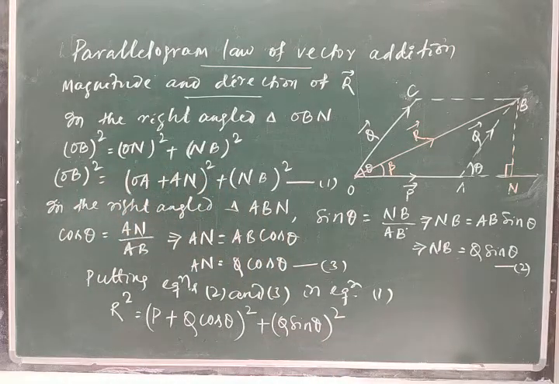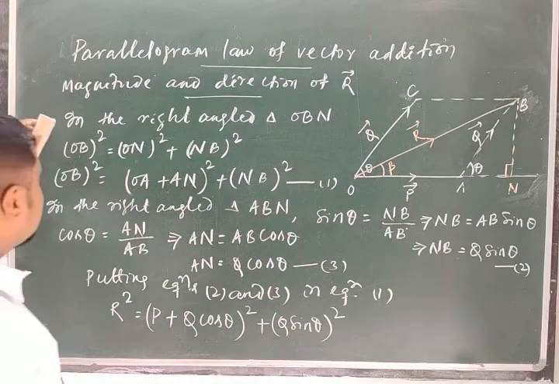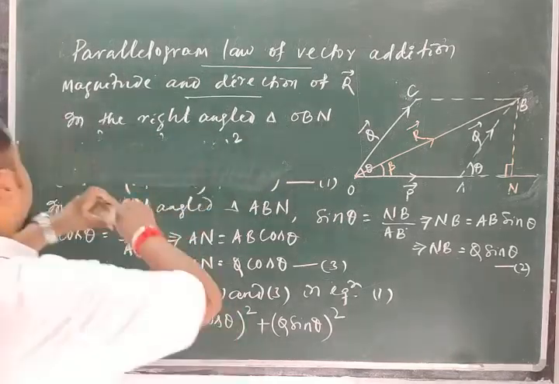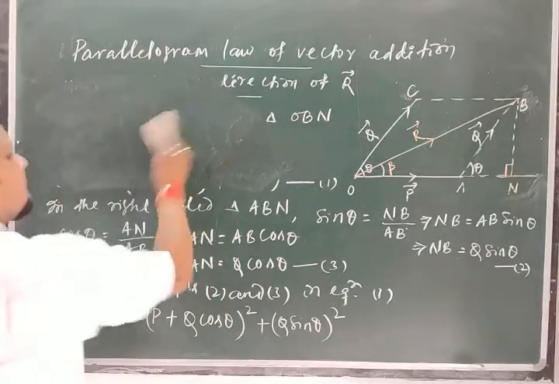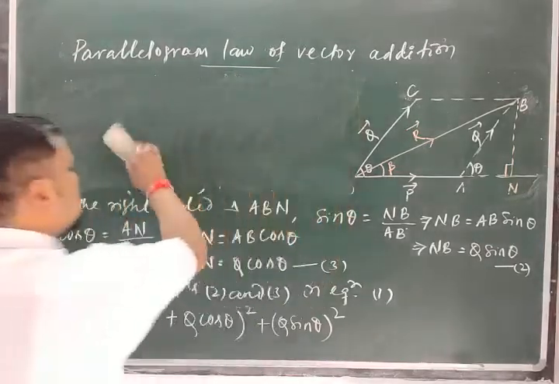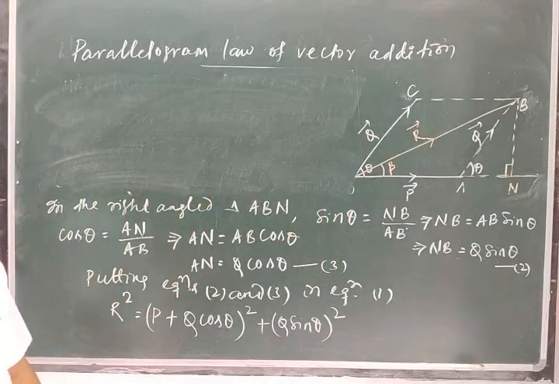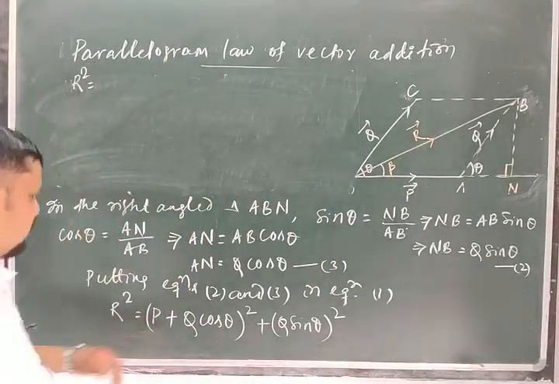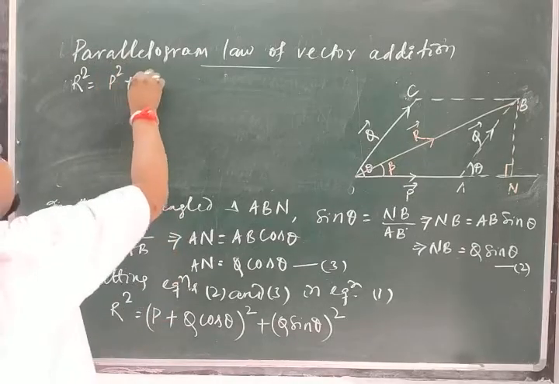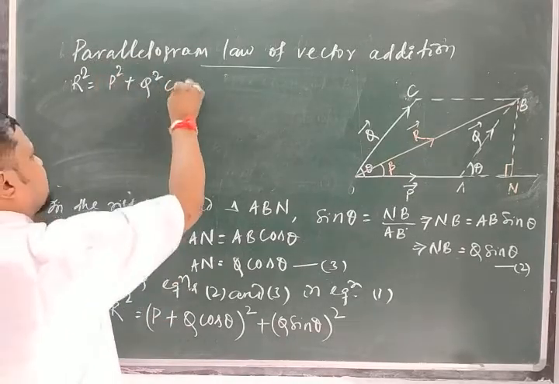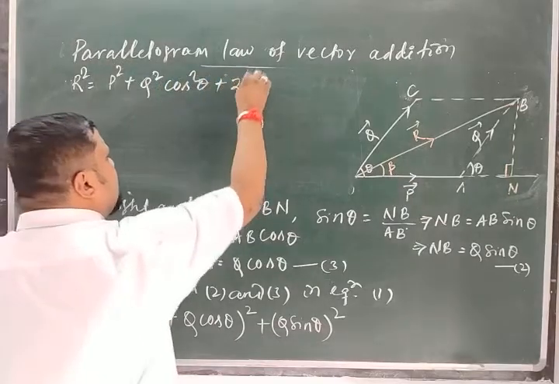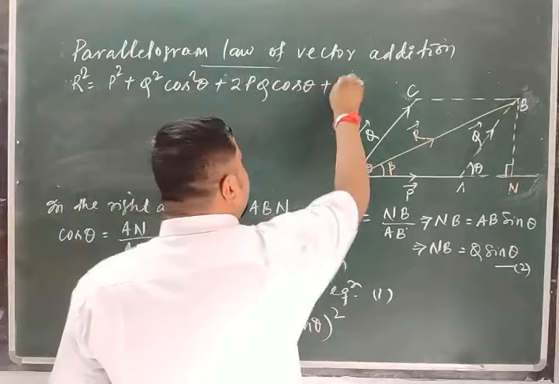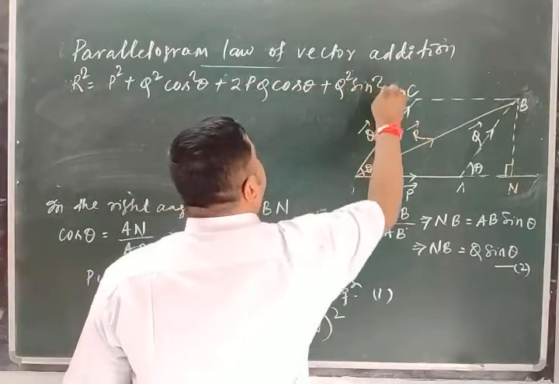Clear? Now if you solve this one, let me erase this part. So up to this is clear. Now let me erase this portion. So R square is equal to, doing the same thing, P square plus 2PQ cos theta, using A plus B whole square, plus Q square cos square theta plus Q square sin square theta.